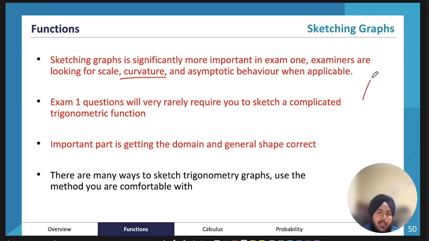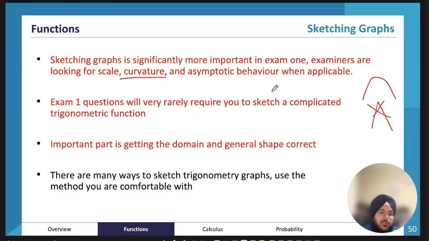So they're really checking how your curves look. If they're going like this, as opposed to like this, this is a big no-no. Make sure your curves are curved. And this doesn't just apply to circular functions. It can also apply to any other mainstream function.